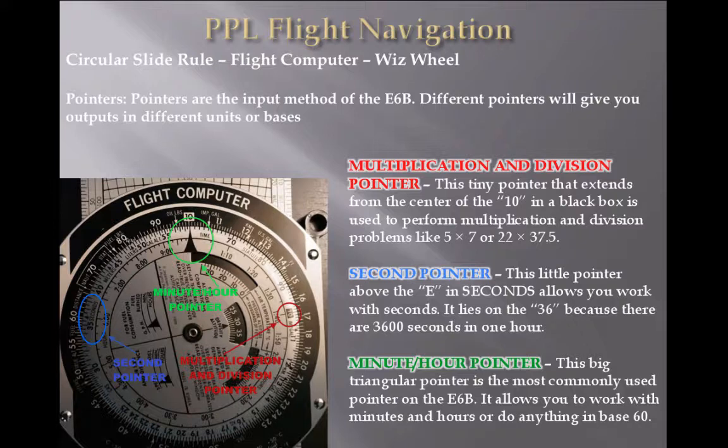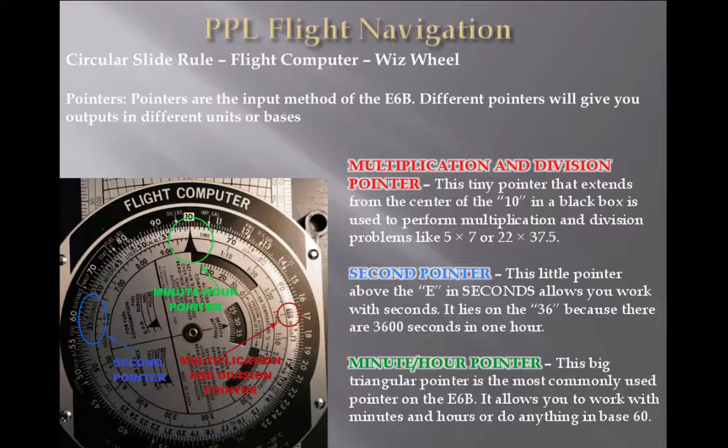The pointers are the big thing here. They're the input method for the E6B. Different pointers will give you different outputs in different units or bases, and this is all it is. It's basically a 10 base, a 60 base, a 360 base, and it's just the method of calculations.